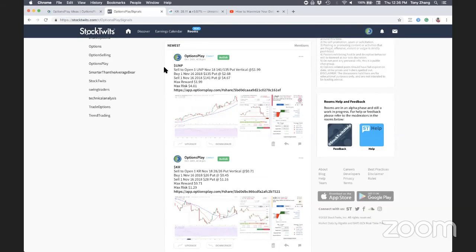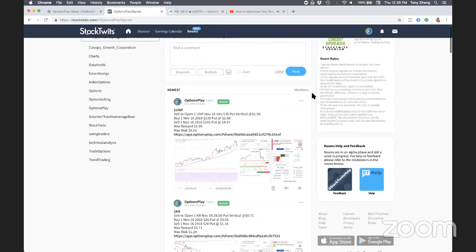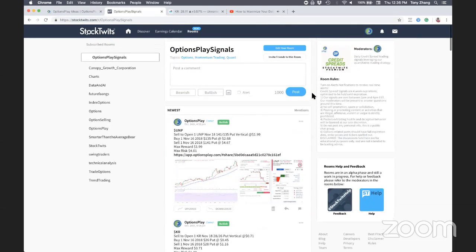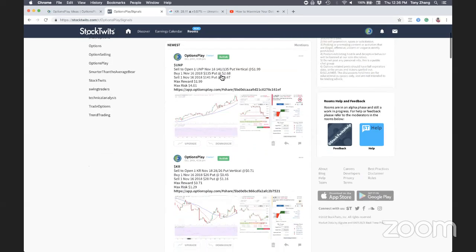So here's an example of what the StockTwits room looks like. It's basically a newer version of StockTwits, which allows us to enter a lot more text. We can do 1,000 characters and multiple charts per post. And this is a premium room, meaning it's only available for those of you that are subscribing. And really what it does is it becomes a two-way street. Instead of us just sending you signals, you can also send us your feedback. You can make adjustments to it and talk about it. It becomes a room for everyone to discuss these types of signals.